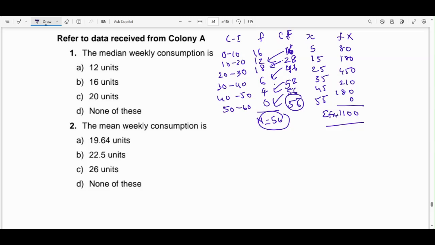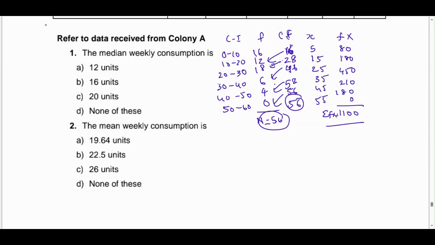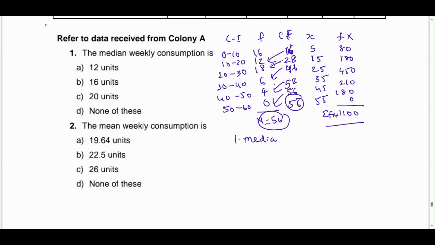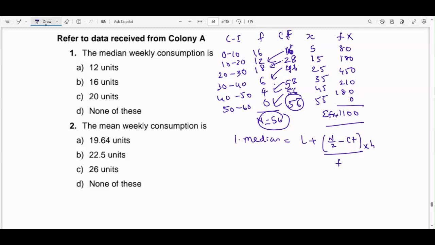Now they're asking, what is the median class? What is the formula for the median class? For the first one, we have median class L plus (n/2 minus cf) divided by f into h. Now find the values for this.